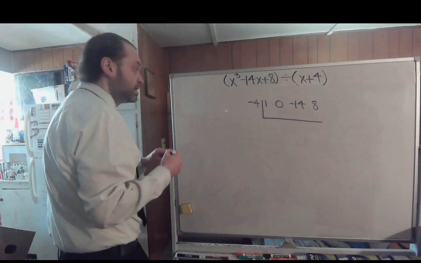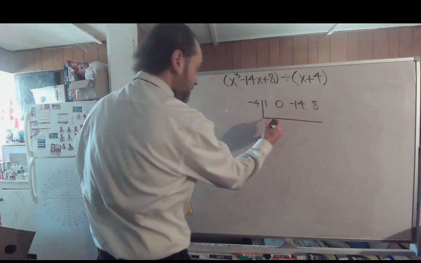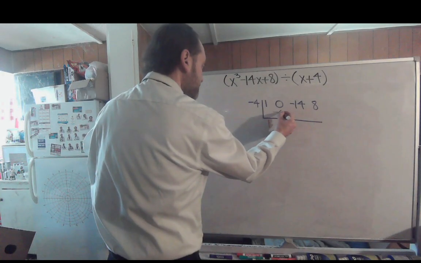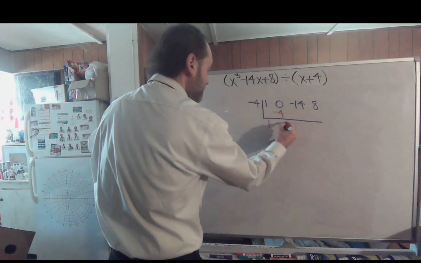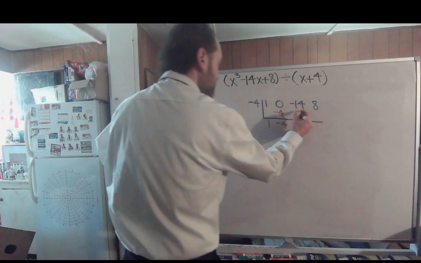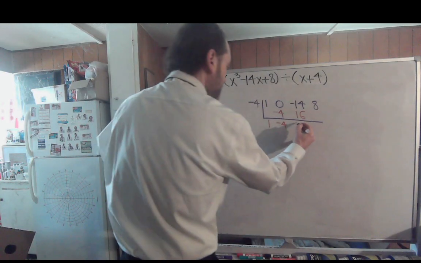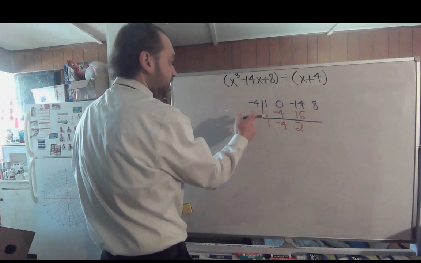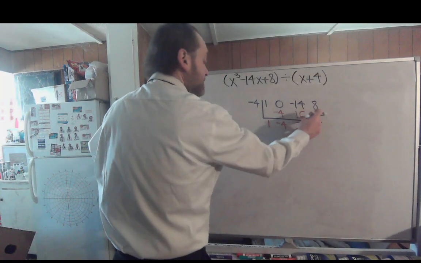All right. So now the first thing we do, bring down that positive 1. Take negative 4 times 1, you would end up getting negative 4. And then 0 plus negative 4 is going to be negative 4. All right, negative 4 times negative 4 is 16. Negative 14 plus 16 is positive 2. And then, let's see, negative 4 times 2 is negative 8. Well, 8 minus 8 is 0.